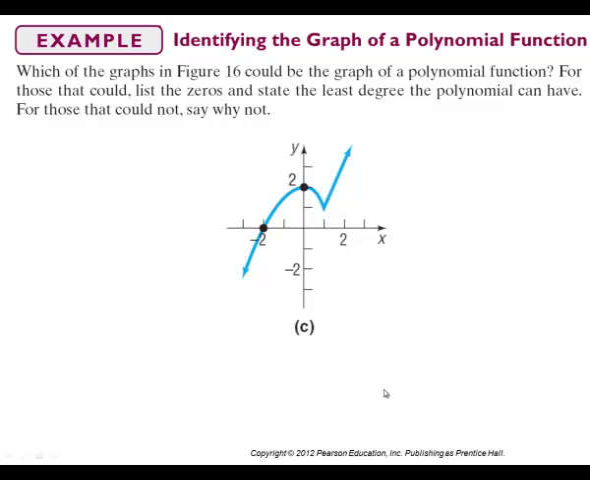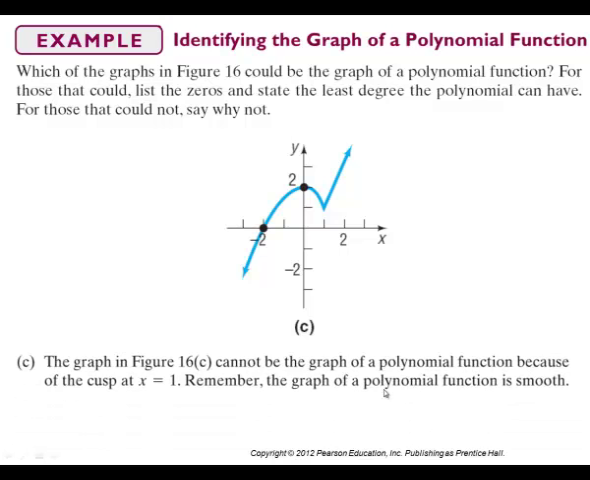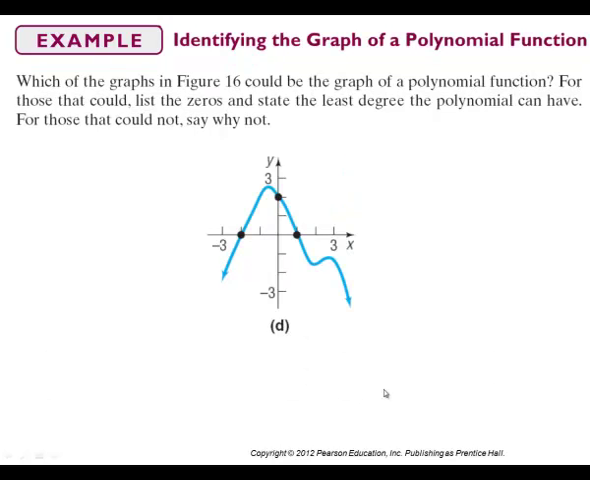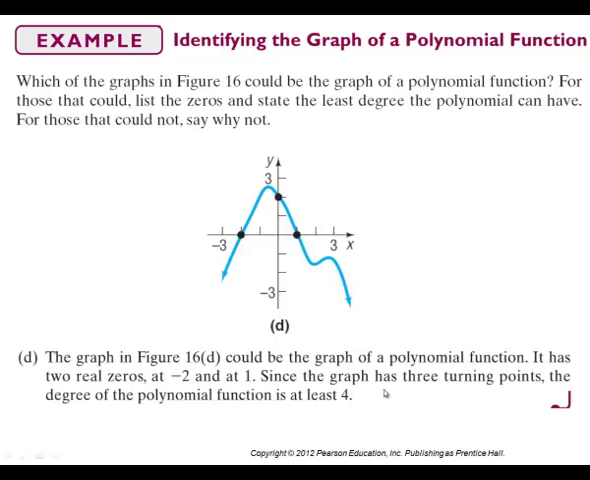Alright, now would this be considered a polynomial function? And you should have said no, because it has that cusp and it comes down and then kind of doubles back. Alright, so that's not a polynomial function. And then this one here, would this be considered a polynomial function? And you should have said yes, because it's smooth, there's no corners, there's no gaps, there's no holes, there's no cusps. And so the zeros here would be what? You should have said -2 and 1.